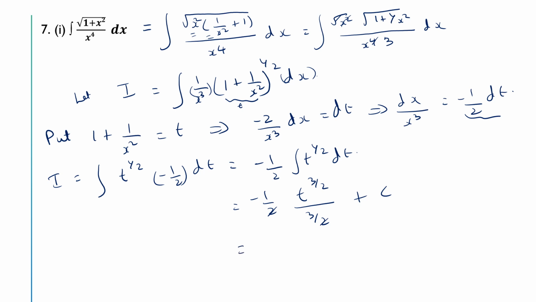So this is equal to minus 1 by 3. Now we can substitute for t. T we have taken as 1 plus 1 by x square. So it is minus 1 by 3 into 1 plus 1 by x square, the whole raised to 3 by 2 plus c. This is the given integral.